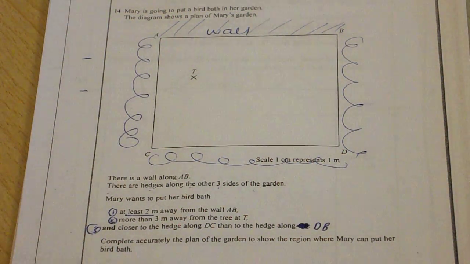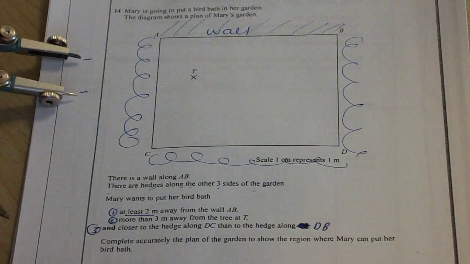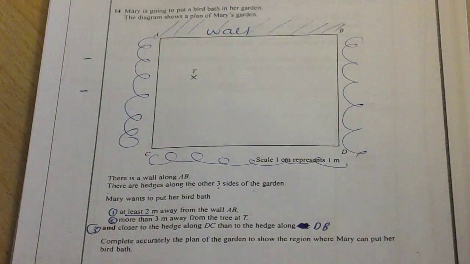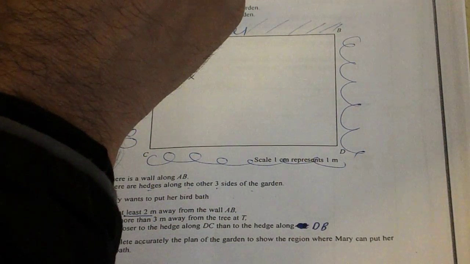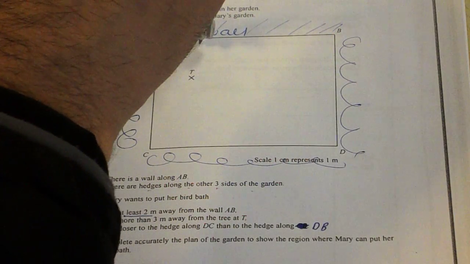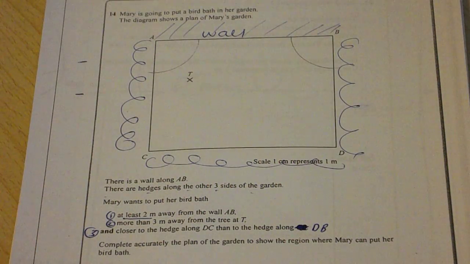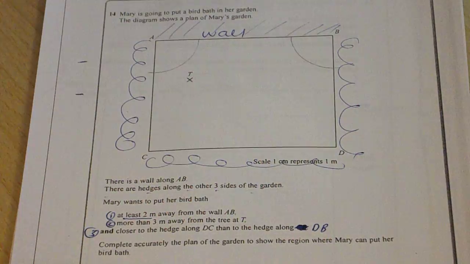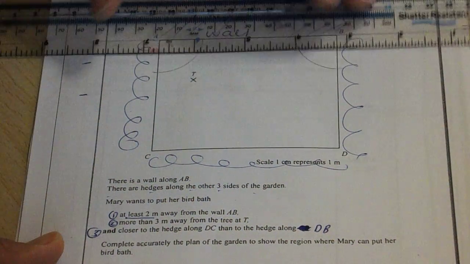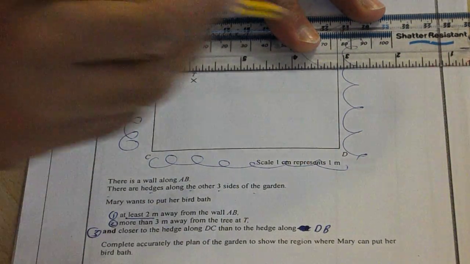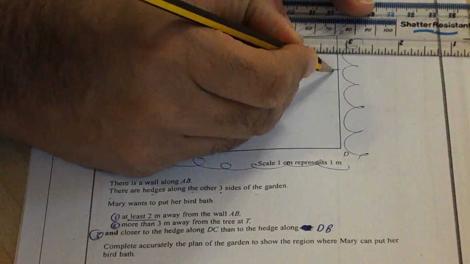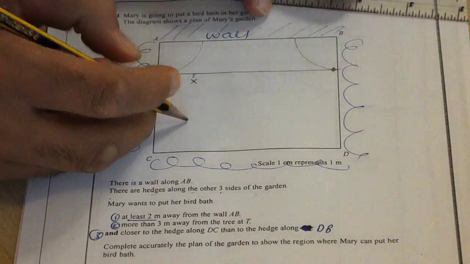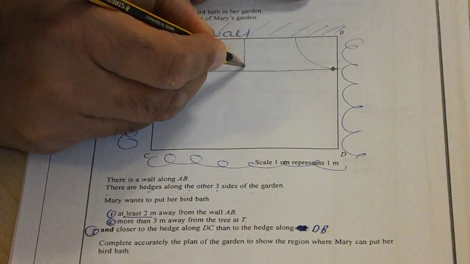So we need to get to 2 centimeters, which is correct. So what I'm going to do now is a small arc from here of 2 centimeters, and another small arc from here using the same settings. The intention is that when we join the apex of those arcs together, we should get a line that is 2 meters away. So we're joining the furthest tip to the furthest tip, which should give us 2 meters in terms of the diagram.